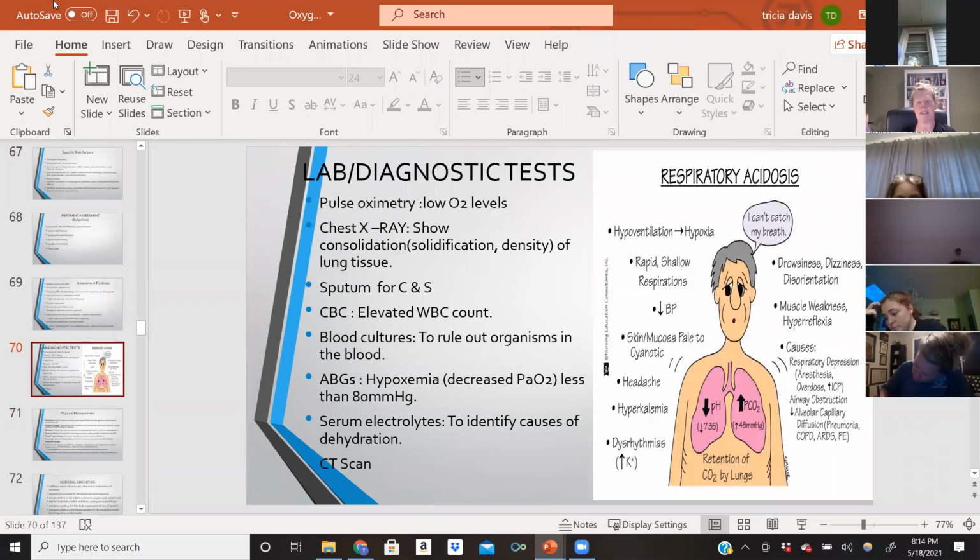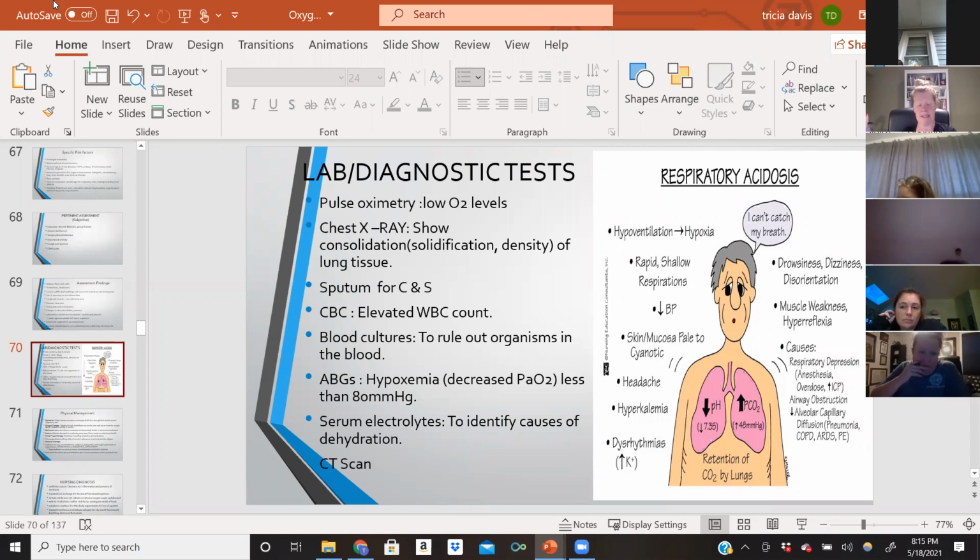So what kind of labs and diagnostics are we going to do? Well, we're going to monitor that pulse oximetry. We're going to look for those low O2 levels. We will probably do a chest x-ray to look for consolidation, solidification, density of lung tissue. We're going to want to send that sputum off for culture and sensitivity if they're able to bring anything up.